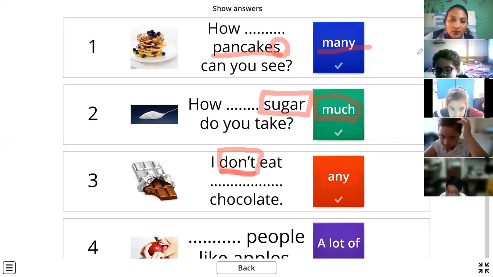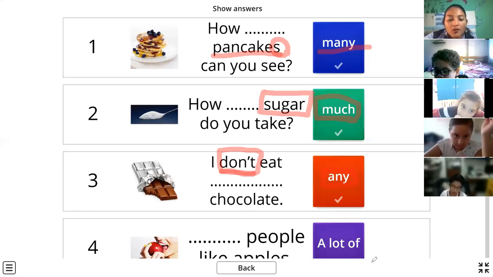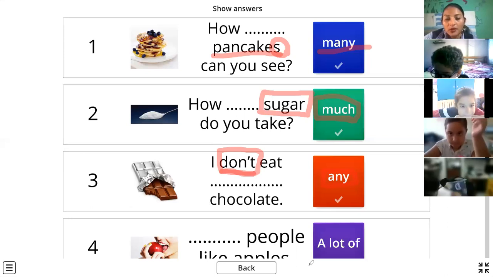And here we have another. A lot of people like apples because a lot of works with countable and uncountable nouns. In this case, we have people.